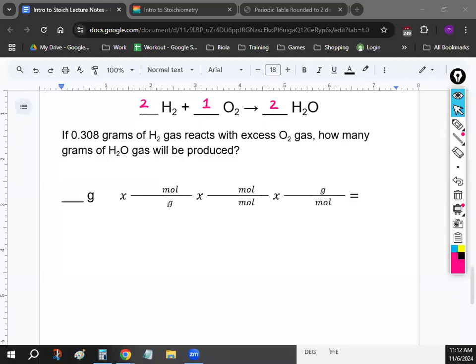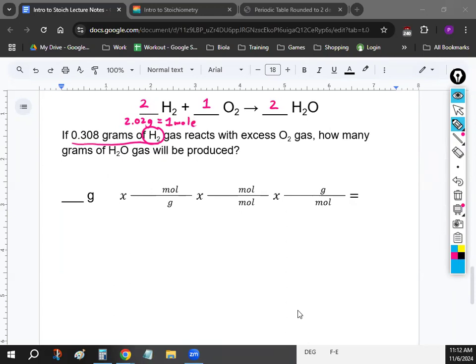All right, so I got the balancing for you guys. That part hopefully is not too bad. 2, 1, 2. Okay, now let's do the molar mass for the important or involved compounds. Now, the starting number, if you guys notice, is 0.308 grams of H2. That means our first chemical that's important is H2, which we need to find the molar mass of, and we did in the previous problem, right? H2 was 2.02 grams in 1 mole.